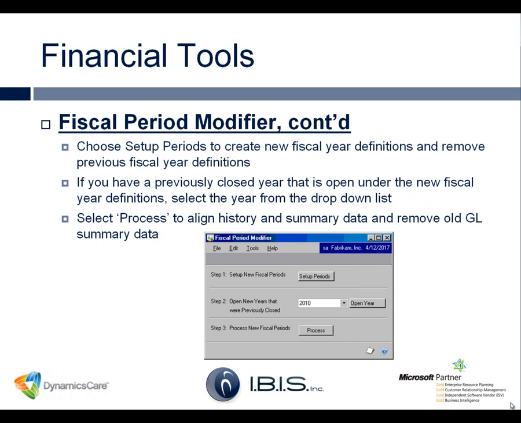To use it, you simply choose Setup, Periods, create the new fiscal year definitions, and remove the previous fiscal year definitions. If you have a previously closed year that is open under the new fiscal year definitions, select the year from the drop-down list, and then select Process. To align your history and summary data, remove the old GL summary data.